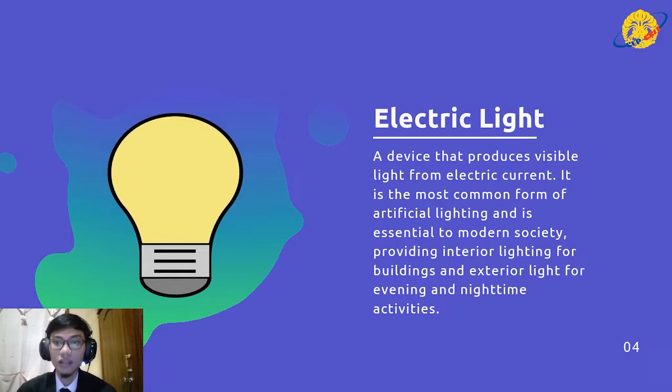An electric light is a lamp consisting of transparent glass containing a wire filament, and the wire emits light when it is heated by electricity. This electric light provides interior lighting for buildings and exterior lighting for evening and nighttime activities.